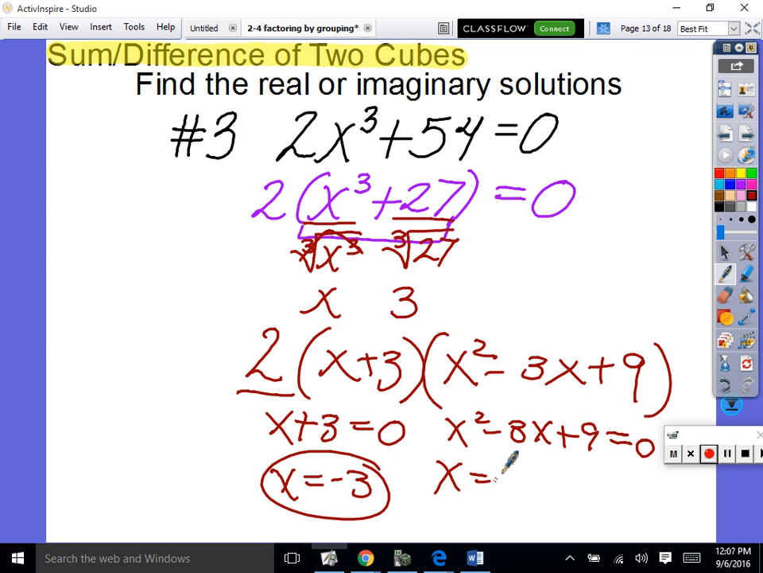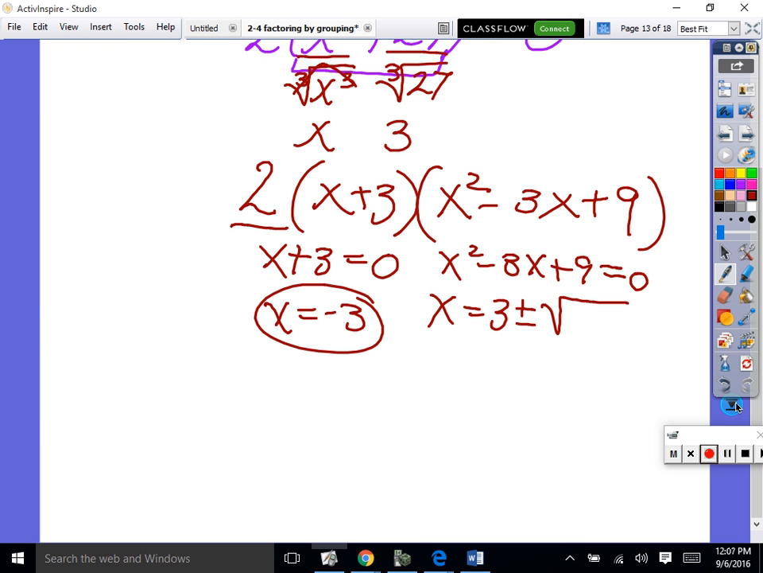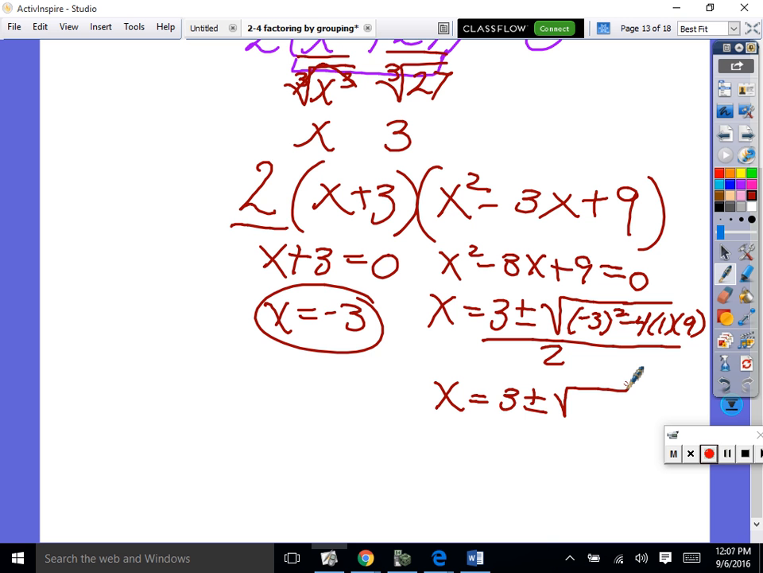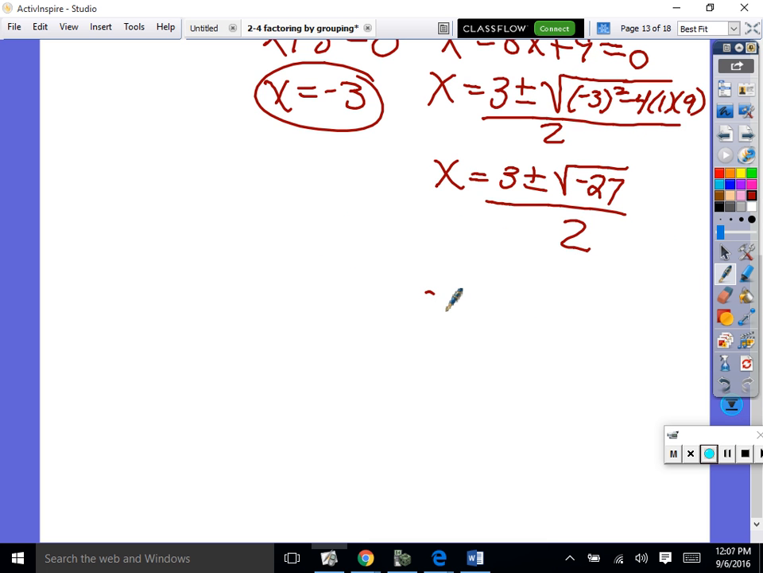So we have 3 plus or minus the square root of b squared, so it'll be negative 3 squared minus 4 times a times c, all over 2 times 1, which is 2. So we have x is equal to 3 plus or minus, underneath the square root, we get negative 27, all over 2. We go off to the side and we say, what's the square root of negative 27? 3 times 3 times 3, right, is 27.